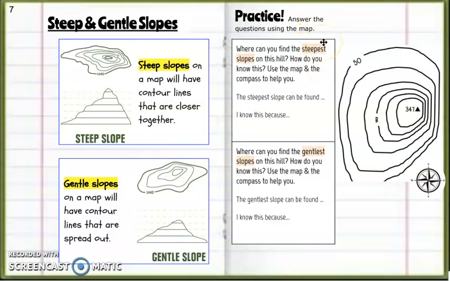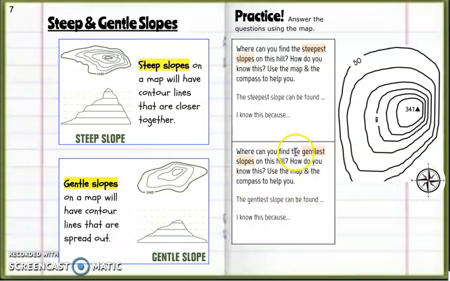So you're going to get some practice on your own now. It says, answer the questions using the map. First question, where can you find the steepest slope on the hill? How do you know this? Use the map and the compass to help you. And then you have 2 sentence starters. The steepest slope can be found, and then you're going to tell me where. And then how do you know this? How do you know it's steep? And again, use your notes. When you're answering this, you want to use your directions north, east, south, west. Okay. If you really feel confident about it, you can always also do your northwest, northeast, southwest.